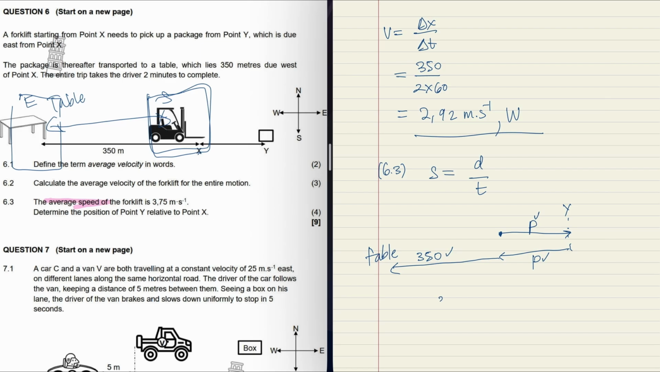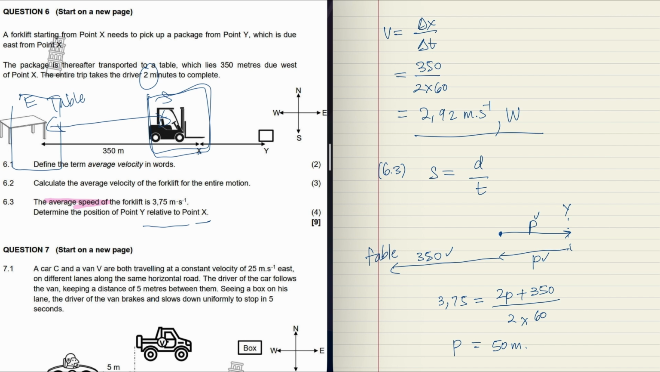The speed they've given us is 3.75. That's equal to the total distance, 2P plus 350, divided by the total time that it took the driver, which is still 2 minutes, so 2 times 60. And now we have an equation where we can solve for P. So P, when you solve for it, is going to equal 50 meters. So we need to answer the question. Determine the position of Y relative to X.